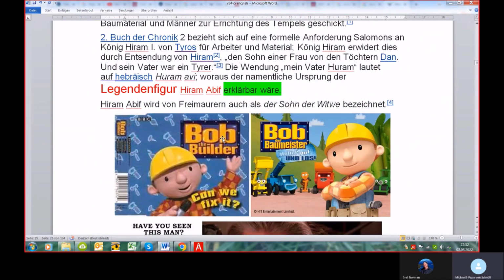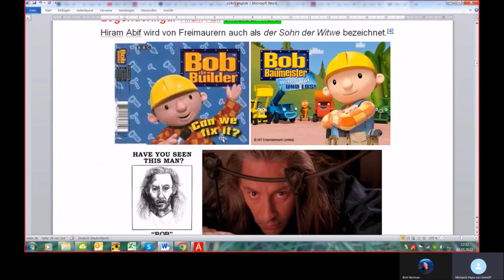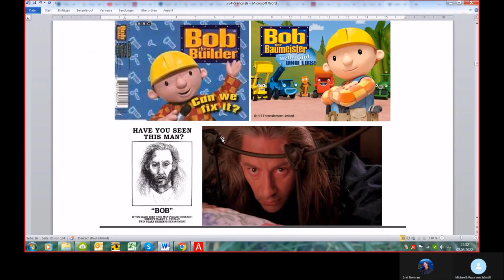So we move forward. So this is Hiram the Builder. And therefore I was very suspicious when I thought about, well, there is a famous television series called Bob the Builder, or in German Bob der Baumeister, which is actually the same. And why are they naming that character Bob?